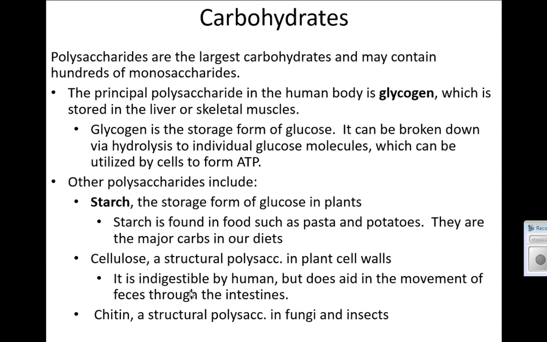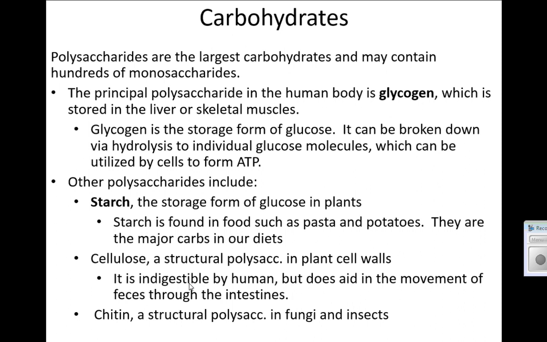And it's actually really good for us. It speeds up the movement of stuff through our intestines. The longer stuff lingers in our intestines, I'm talking about feces, the more bad stuff can be absorbed. And that's not good. A lot of times you'll hear people refer to cellulose as fiber.